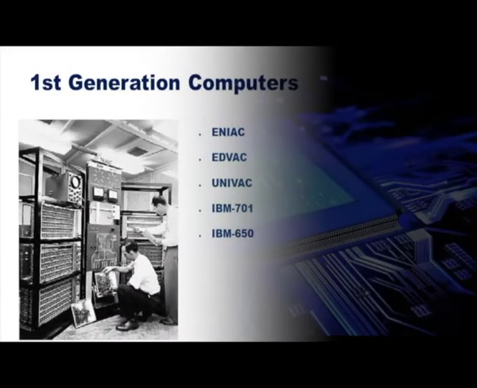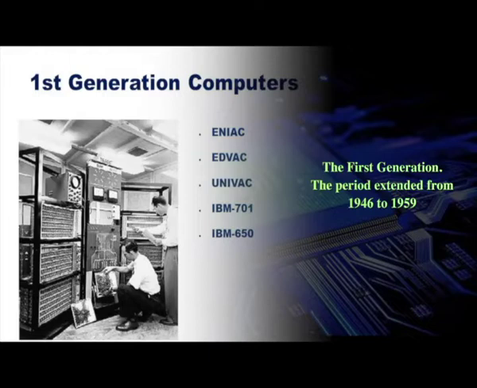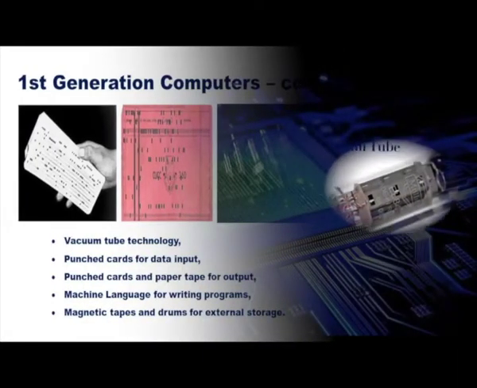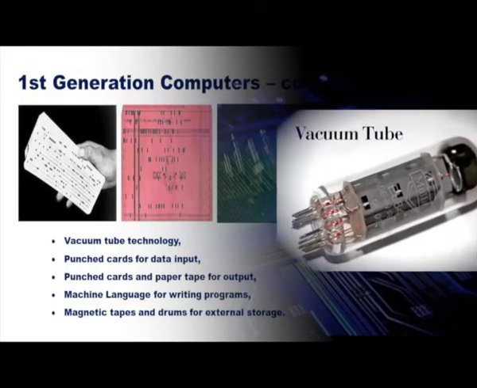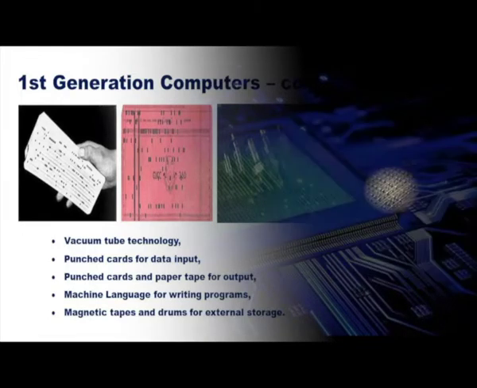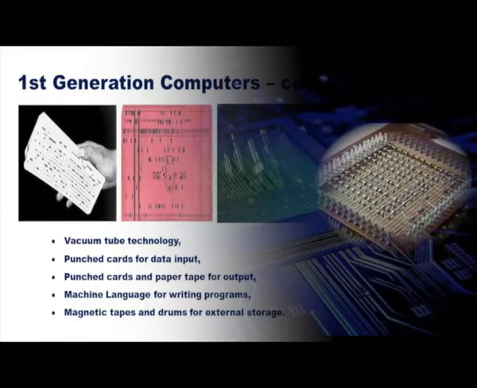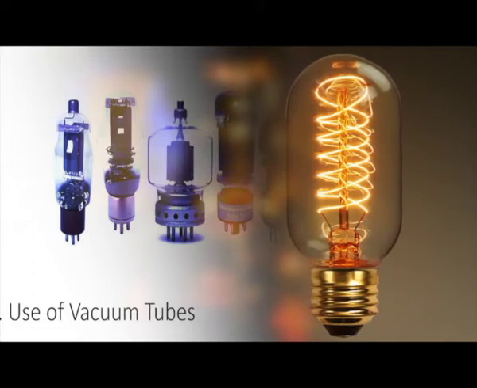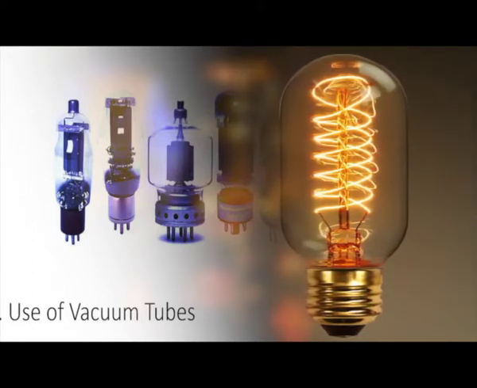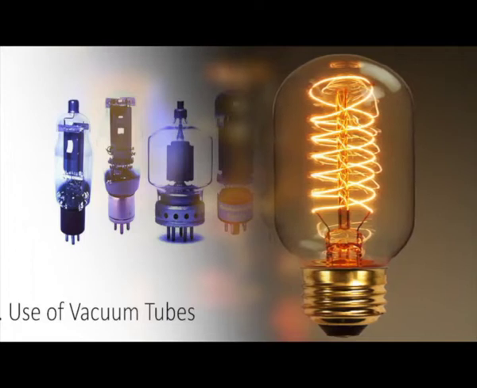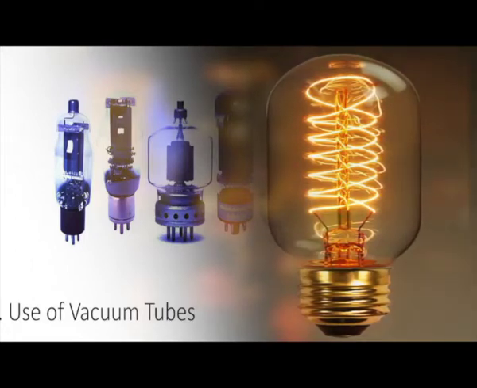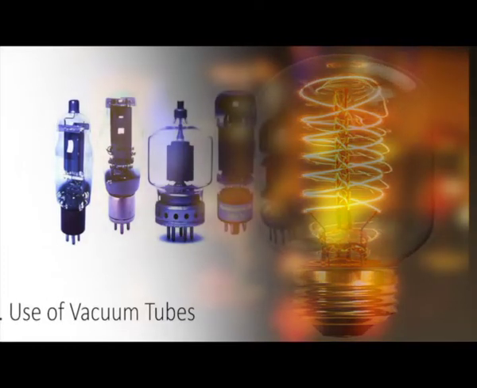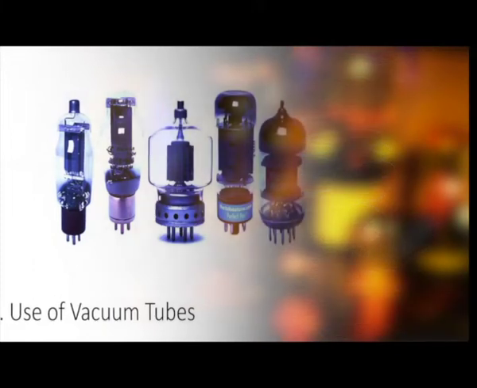The first generation, the period extended from 1946 to 1959. The computers of first generation used vacuum tubes as the basic components for circuitry of CPU and magnetic core for random access memory. These vacuum tubes, like electric bulbs, produced a lot of heat and the system used to fuse or fail frequently. Therefore, they were very expensive and only large organizations were able to afford it.